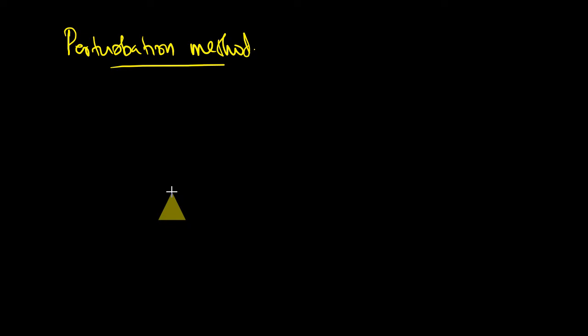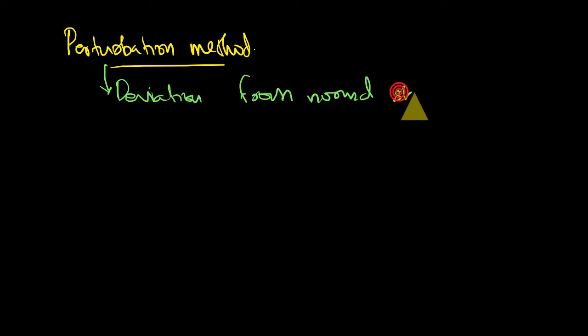So, what is the meaning of perturbation? This term means the deviation of a system from its normal state. The deviation of a system from its normal state caused by some external influence. That is the meaning of perturbation.